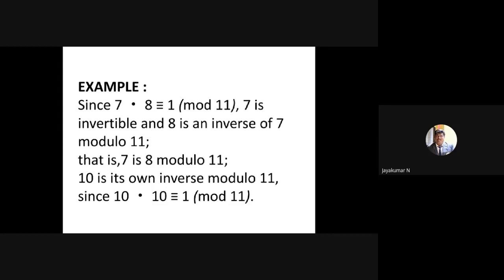Another example: 10 into 10 is congruent to 1 under modulo 11. Correct? 10 into 10 is 100. 100 minus 1 is 99, and 99 can be divided by 11. So here 10 is its own inverse. 10 is the inverse of 10 under modulo 11.